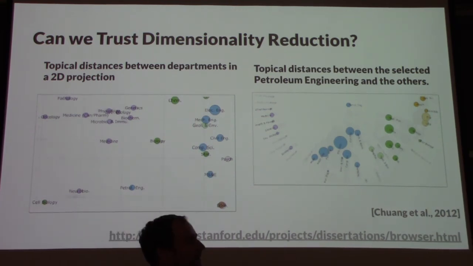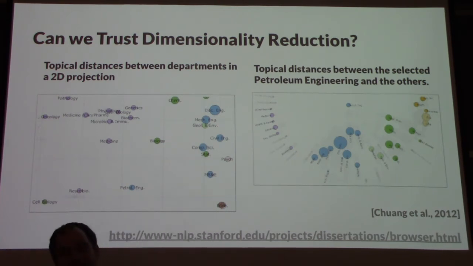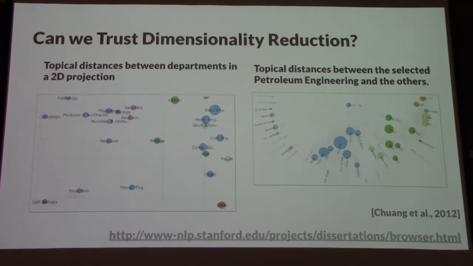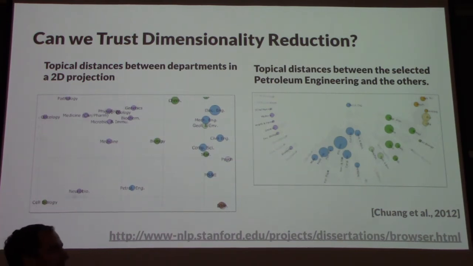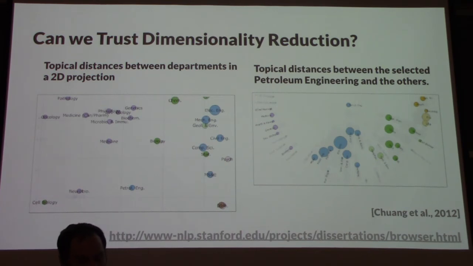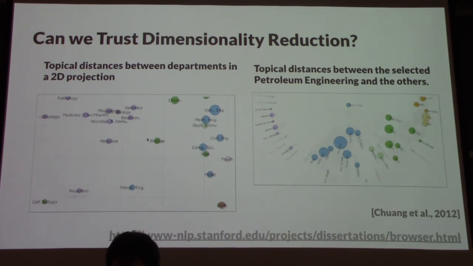But this can't be perfect because we have reduced a massive data set to only 2 dimensions. This is a visualization technique that shows us the similarity of dissertations in certain departments at Stanford. You see the natural sciences in violet, the engineering disciplines in blue, and some other natural science. I guess this is health science, the violet ones. The green ones are natural science, the blue ones are engineering.